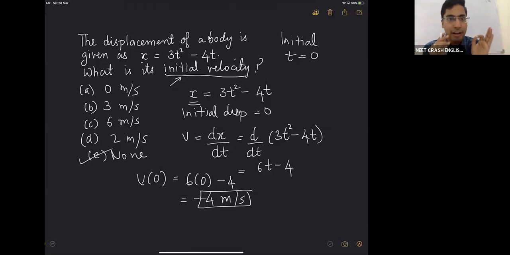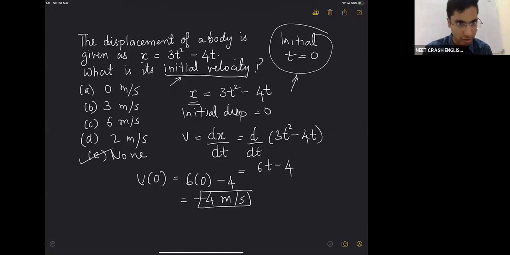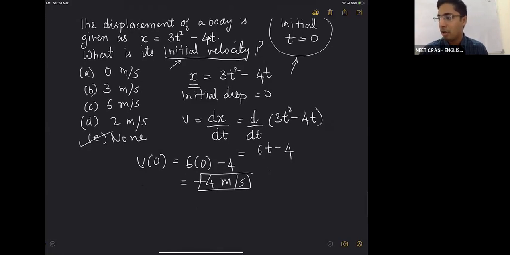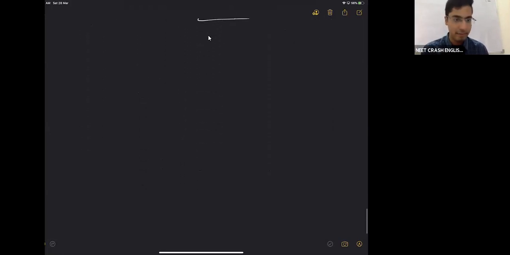So remember, many people think that initial velocity is always 0. No, initial velocity is not always 0. From the displacement, you find the formula for velocity, and put t equal to 0. Initial always means t equal to 0, because time is always 0 at the beginning. On substitution, whatever value you get will be the value of the initial velocity. So this is an example. Let me now give you one more concept and then one more example.